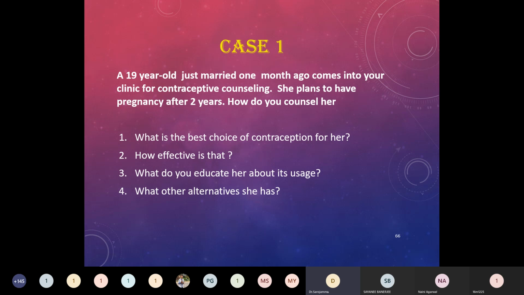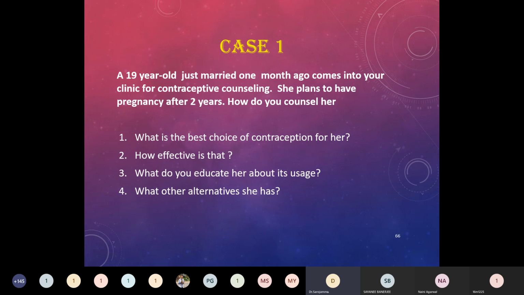So for a 19-year-old, you can go for barrier methods or oral contraceptive methods. Like we can give combined oral contraceptive, that is the ideal for her. And how effective is that? It is highly effective, with a 0.3 per 100 women years failure rate, that is the Pearl index.